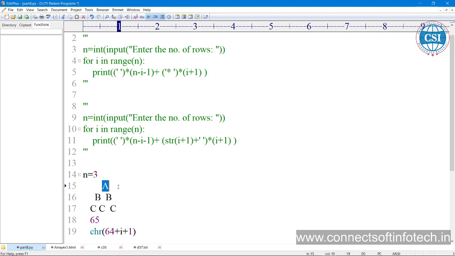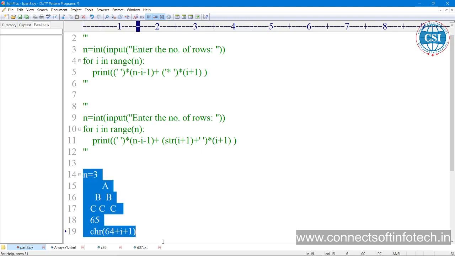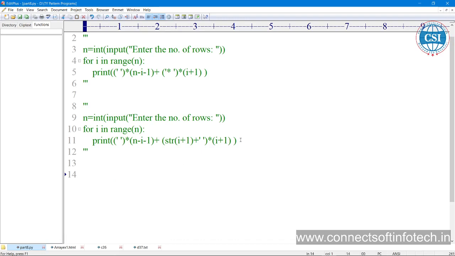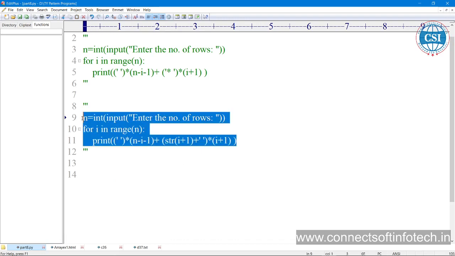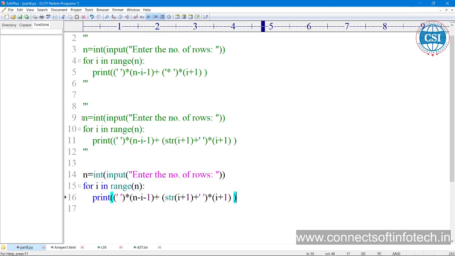When i is equal to 0, then A; i is equal to 1, then B, which means 66; i is equal to 2 means 67, that is C. Correct. So now let us take this one, just copy paste. Nothing else changes, all are the same.